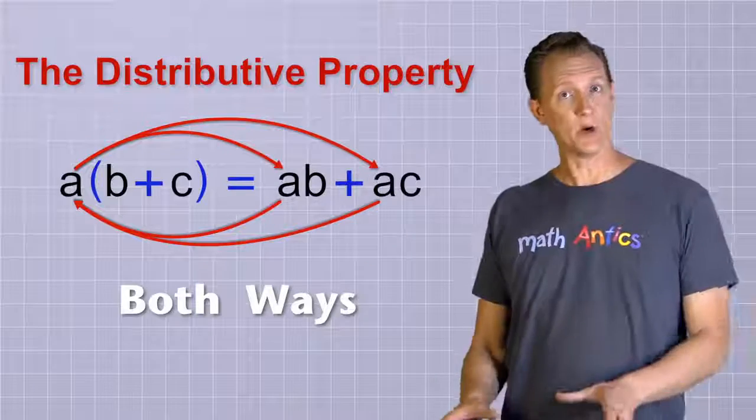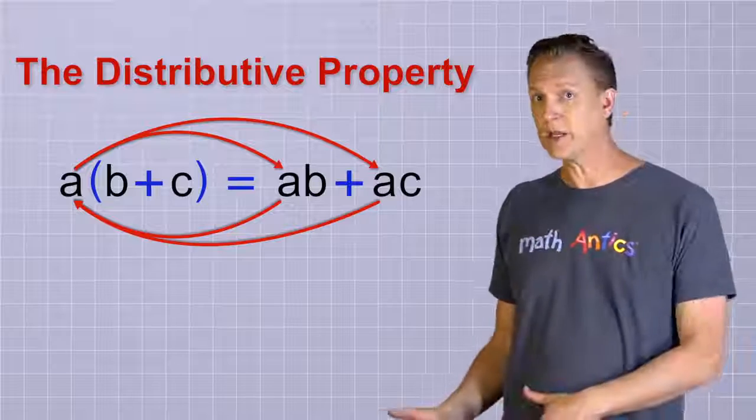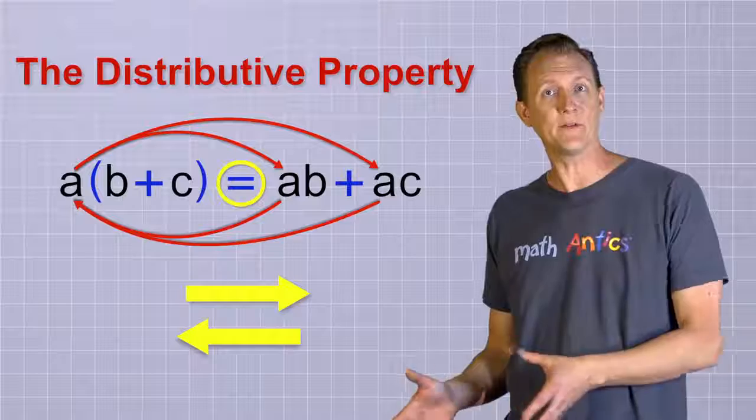It's important to realize that neither of these changes the value of the expression. Distributing and undistributing a factor are just ways of going back and forth between two equivalent forms of an expression. And it works in cases where it's not quite so obvious too.